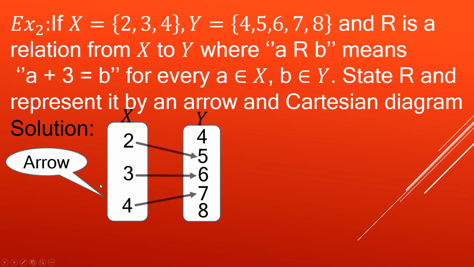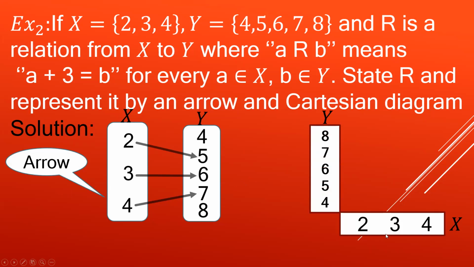And this is the arrow diagram, and now we can easily represent this relation by using the Cartesian diagram. Draw the first column or the horizontal column, which contains the elements of the set X, 2, 3 and 4, and the second column, which contains the elements of the second set Y, 4, 5, 6, 7 and 8. And the first ordered pair is located here. Its first projection is 2 and second projection is 5, because if I add 3 to 2, the result is going to be 5. So the location of this point is here.